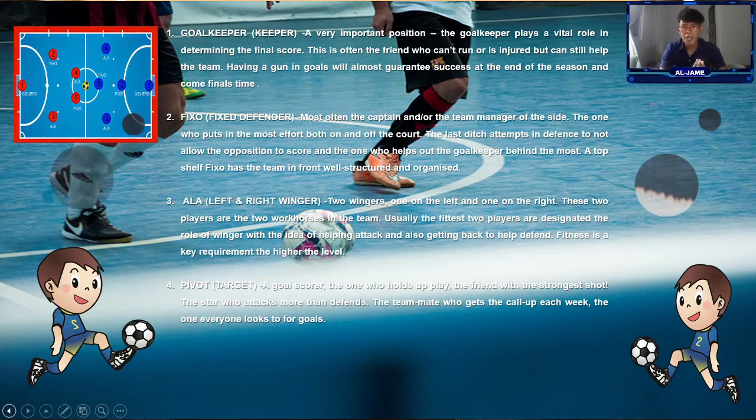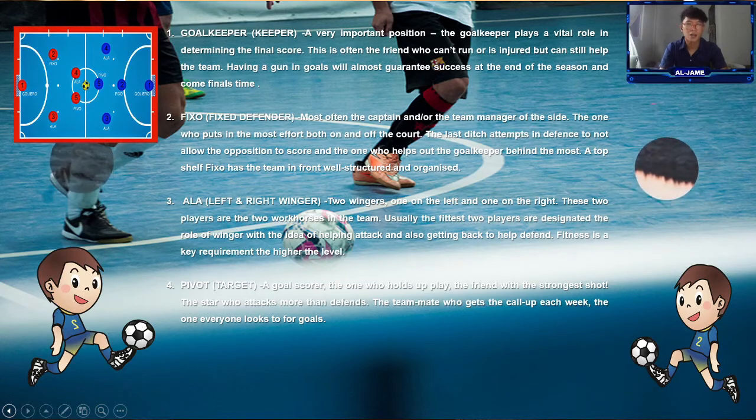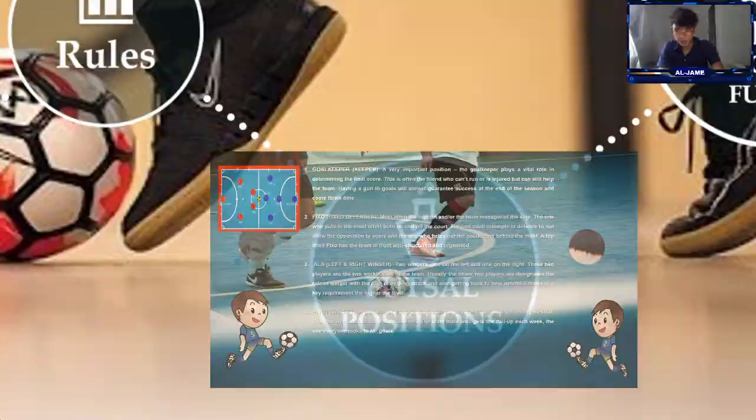The last is the pivot or target, a goal scorer, the one who holds up play, the friend with the strongest shot, the star who attacks more than defends, the teammate who gets the call up each week, the one everyone looks to for goals.